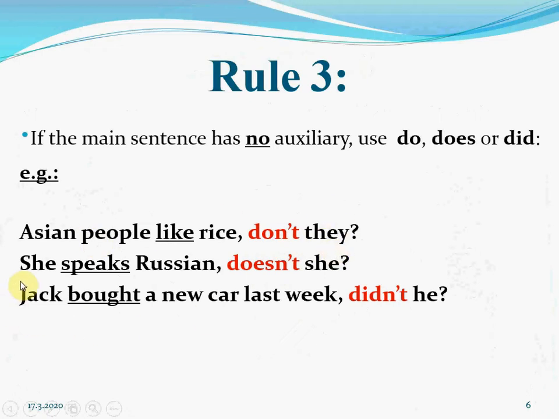The second one, she speaks Russian. Speaks here is also present simple, so you take either does or do. But because we have she, it's going to be doesn't she. Jack bought, the third example, Jack bought a new car last week. Bought is past simple, so we're going to use the question tag didn't he.